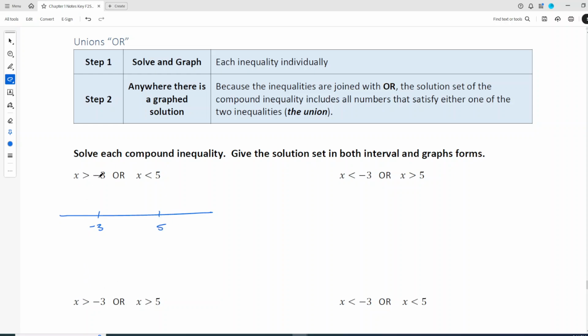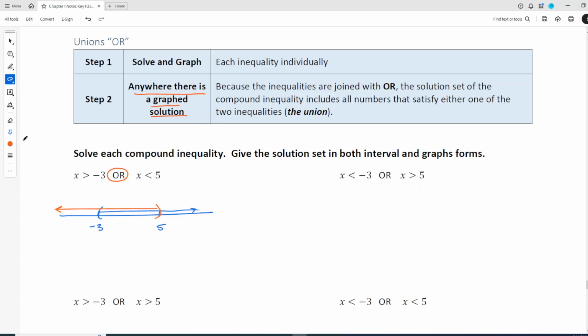This is x is greater than -3, which is a round bracket with an arrow pointing up to the right. Then we're going to do x is less than 5, round bracket with an arrow pointing to the left. The biggest difference here is we're going to switch to the word or. When it was and, it had to satisfy both inequalities, so you were looking for where the graphs overlapped. With the word or, you're looking for anywhere there's a graph solution.